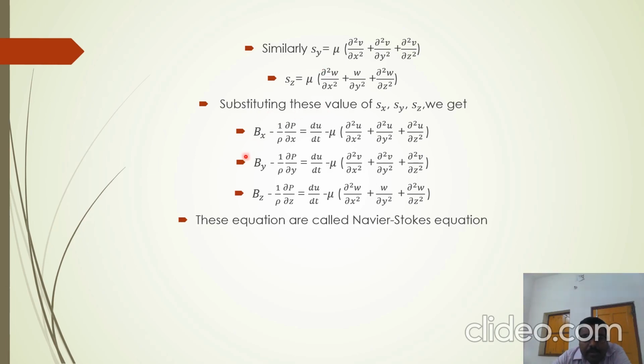We have bx minus 1 by rho del p by del x is equal to du by dt minus mu into del square u by del x square plus del square u by del y square plus del square u by del z square, and by minus 1 by rho del p by del y is equal to dv by dt minus mu into del square v by del x square plus del square v by del y square plus del square v by del z square. And these three equations are called the Navier-Stokes equations.